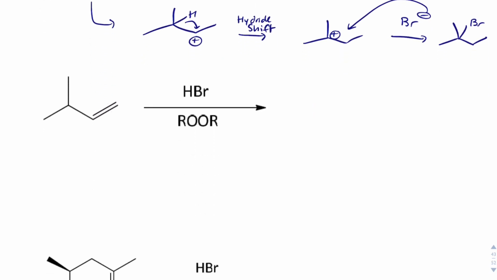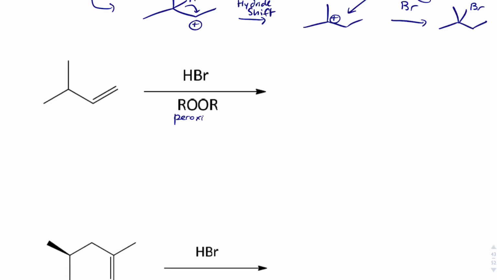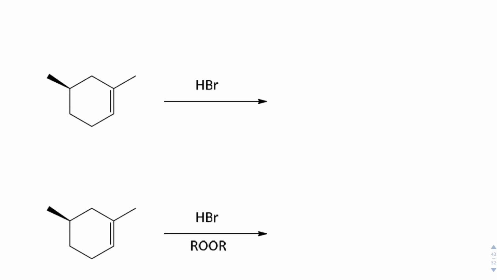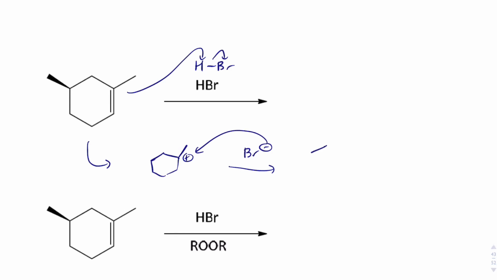Okay, what if we have HBr in peroxides? We're not going to worry about the mechanism, we just add bromine to the least substituted, so we get a product that looks like that. Okay, go ahead and practice these on your own. You can draw the mechanism for the first one at least. I'm not going to worry about stereochemistry in these notes.